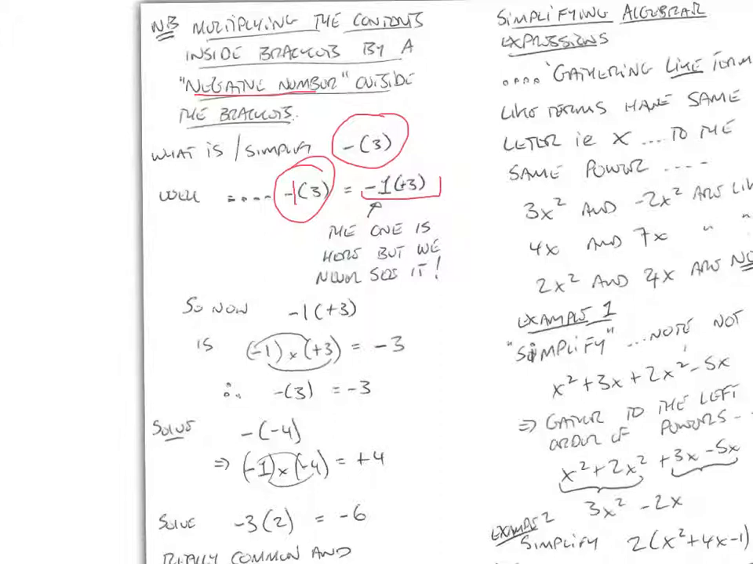Okay, so now really this is like looking at this problem here. Minus 1 times plus 3. Now it's not minus 1 plus 3, it's minus 1 multiplied by plus 3. So minus by plus, unlike signs, give negative. 1 by 3 gives 3. So minus brackets 3 is actually equal to minus 3.